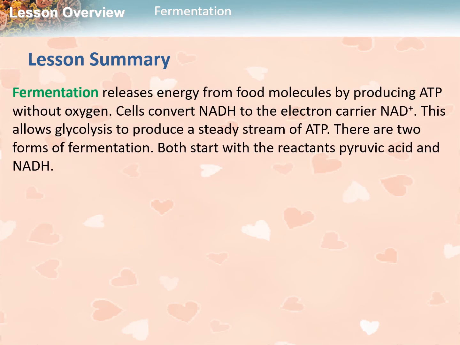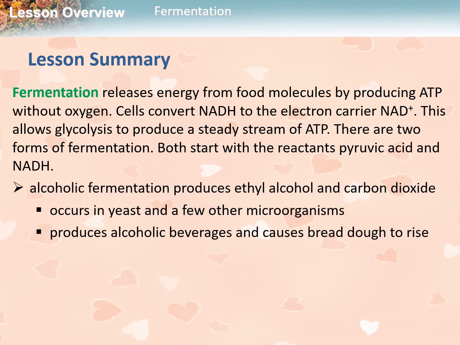Fermentation releases energy from food molecules by producing ATP without oxygen. Cells convert NADH to the electron carrier NAD+. This allows glycolysis to produce a steady stream of ATP. There are two forms of fermentation. Both start with the reactants pyruvic acid and NADH.